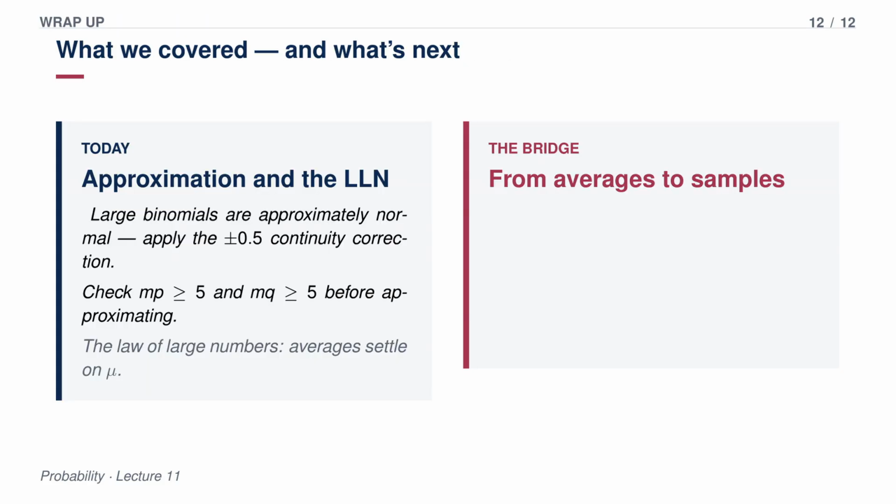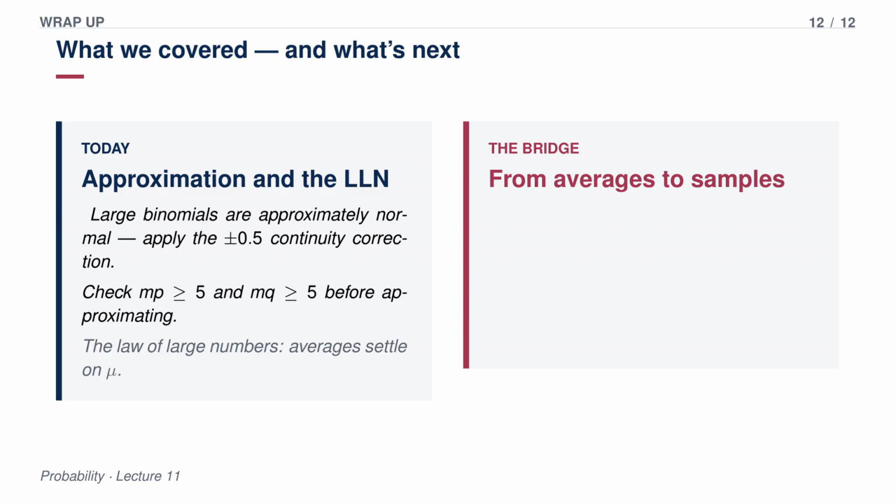Let's tie a bow on it and let the pictures do the recap. Two big ideas today, kept separate. 1. A large binomial is approximately normal. Upgrade the chunky 8-bit bars to a smooth 4K bell. Check your campsite has clearance so the tent doesn't fall off the cliff. That's m times p and m times q, both at least 5. And measure out to the half-unit grout lines. The plus or minus 0.5 continuity correction.